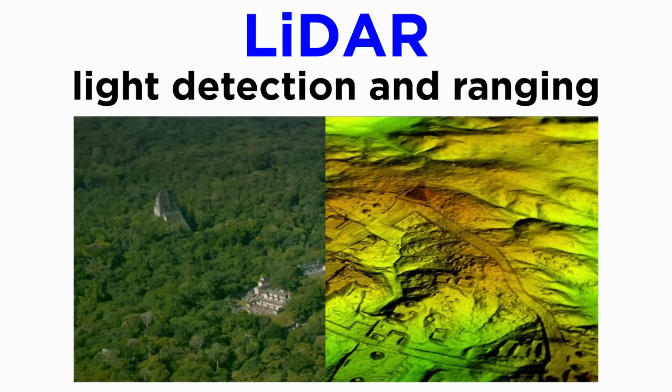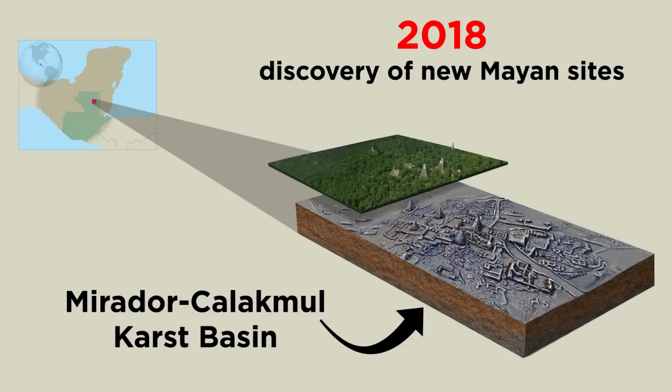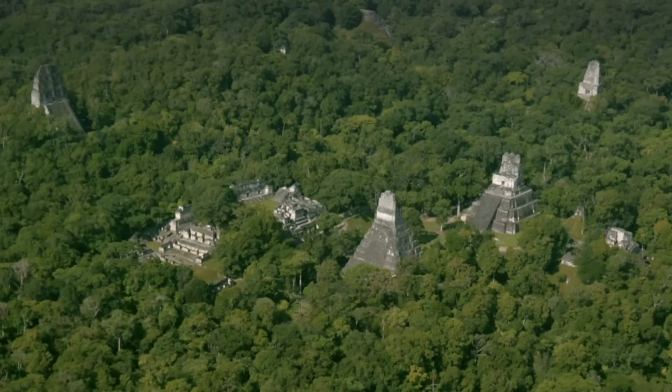If archaeologists discard the lasers that hit foliage, we can make highly accurate maps of the ground underneath trees and brush. This has led to incredible discoveries, like in 2018 when hundreds of Mayan sites were discovered in a LiDAR survey of the Guatemalan jungle.